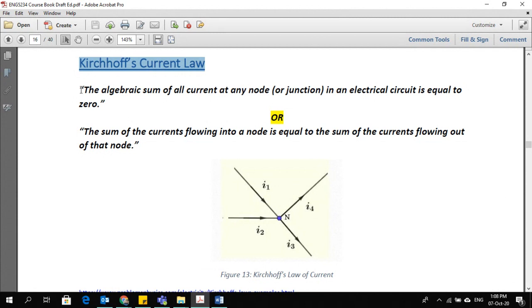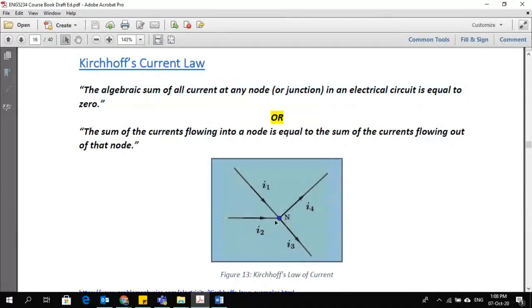So let's first look at Kirchhoff's current law. It is the algebraic sum of all currents at a node or junction in an electrical circuit is equal to 0. It means if you look here, this is a node. A node is a junction or joining point of different wires. At this particular node, the algebraic sum of currents entering and leaving would be 0.